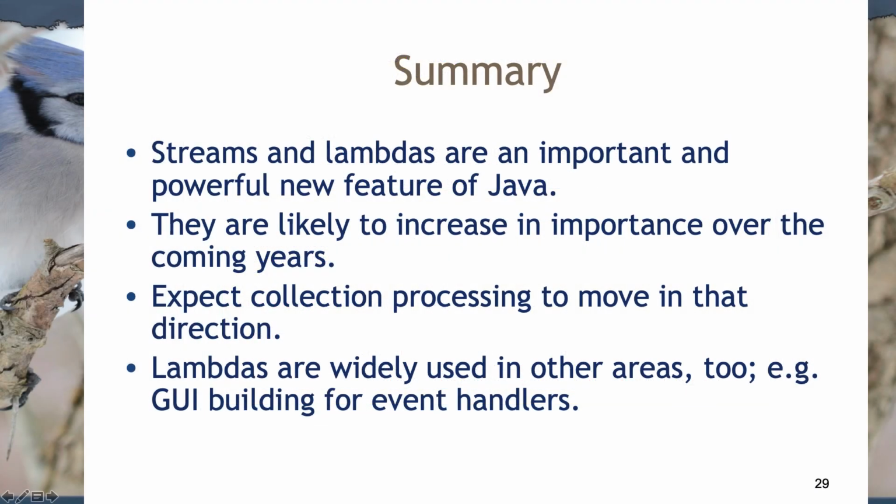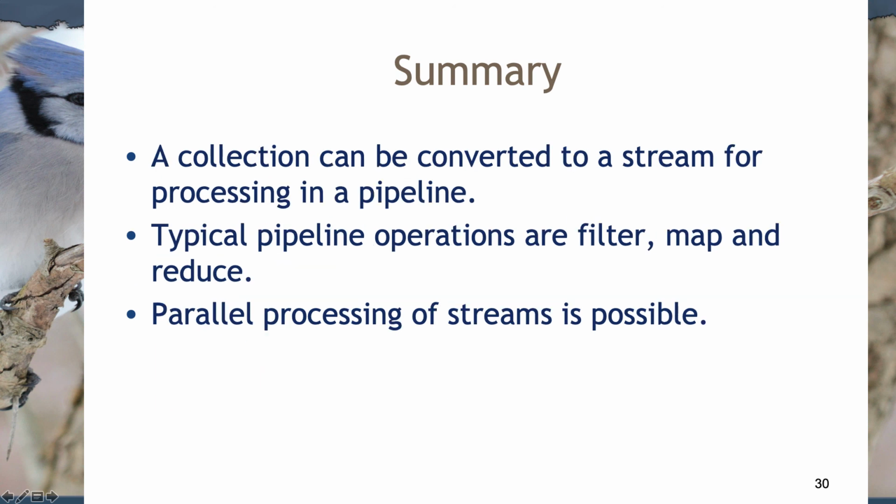To summarize, streams and lambdas are an important and powerful new feature of Java, and they're likely to increase in importance over the coming years. So collection processing is increasingly going to be moving that way. You'll see more and more code written to process collections using lambdas. Another area where lambdas are very common is in the use of building GUIs for event handlers, for instance.